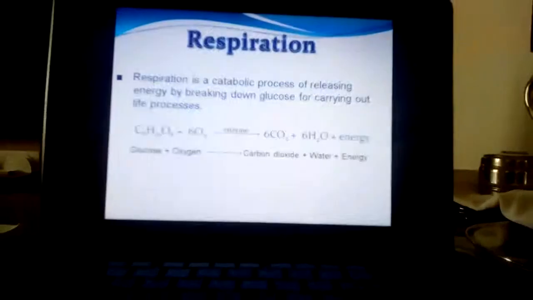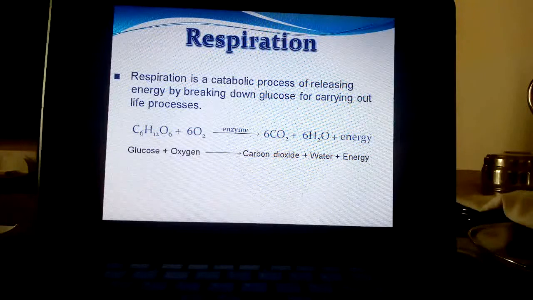Understood? Now, like all other organisms we have learned, plants also do respiration. And what does respiration come under? Respiration comes under catabolic process. So, respiration definition. Respiration is a catabolic process of releasing energy by breaking down glucose for carrying out life processes. So what do you understand by this? The glucose which we have taken in will be broken down by the usage of oxygen and gives out carbon dioxide, water and energy. All these reactions take place with the help of enzymes.